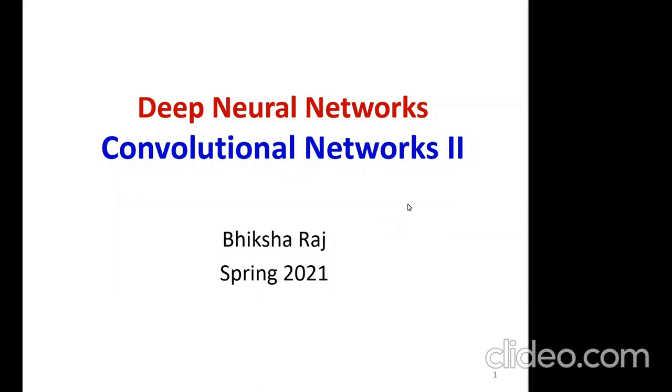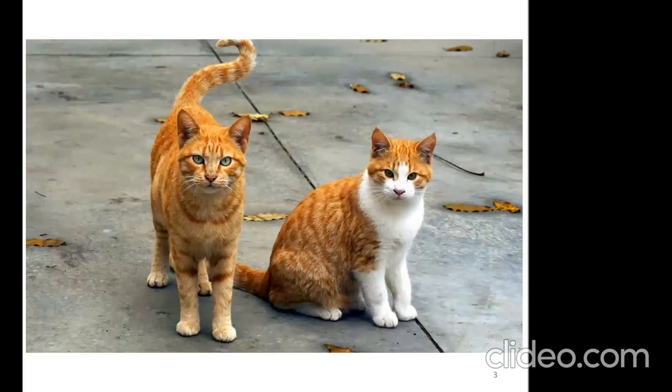Now, let's begin with today's lecture. We're going to continue with our series on convolutional neural networks. In the last class, we saw the rationale behind the model. Today, we will revisit it first from a historical perspective and then go through the mechanics of the model. I'm going to begin today's lecture with a story, and it's a story about cats.